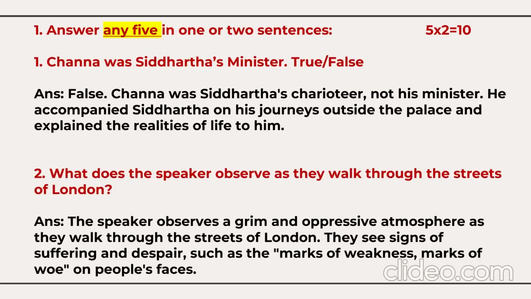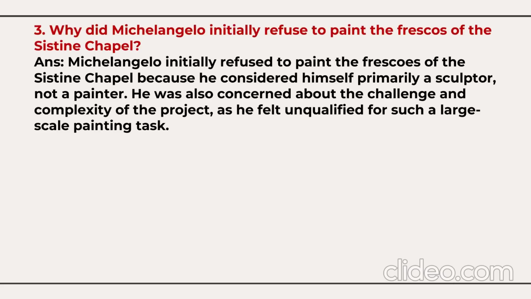Question number 2, what does the speaker observe as they walk through the streets of London? The speaker observes a grim and oppressive atmosphere as they walk through the streets of London. They see the signs of suffering and despair, such as the marks of weakness and the marks of woe on people's faces. Question number 3 from the model question paper for 2 marks.